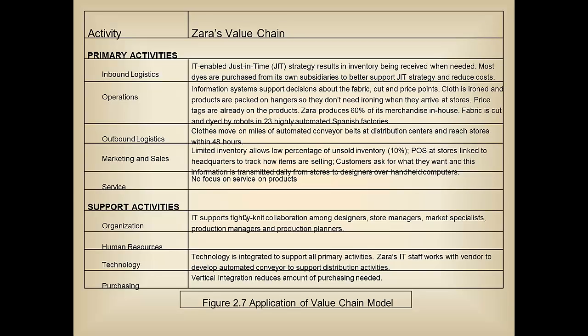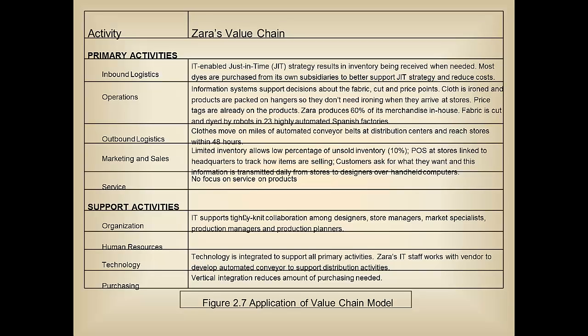Most dyes are purchased from its own subsidiaries and reduce costs. So they want their inventory received when they need it. They don't want to receive their inventory, their materials, and have it sit in a warehouse for 2 years before they need it.